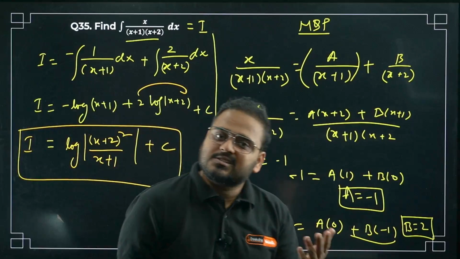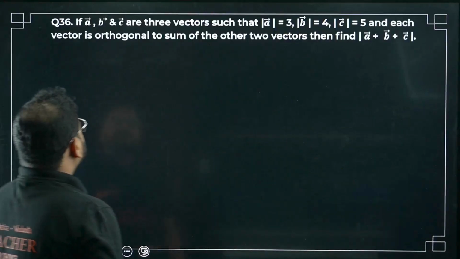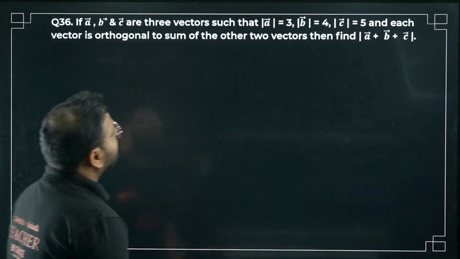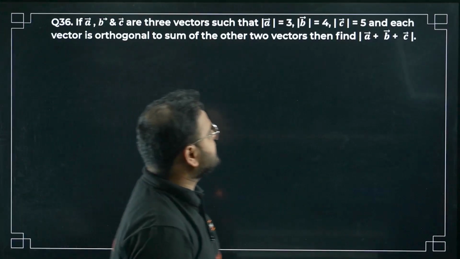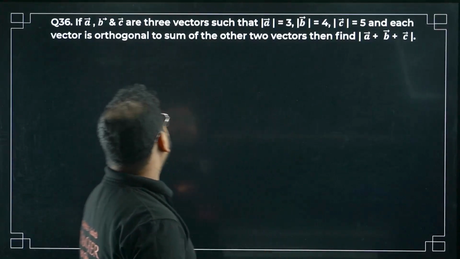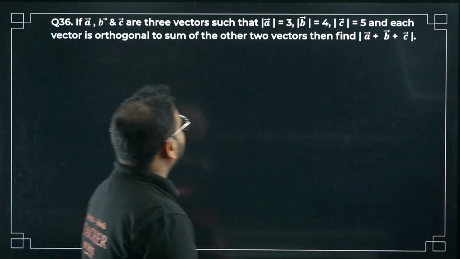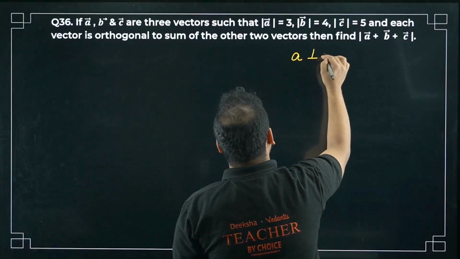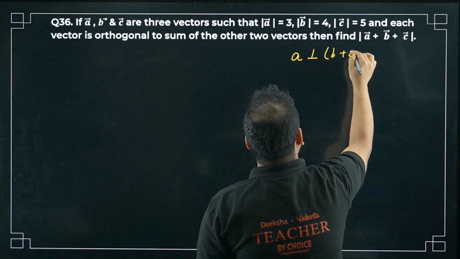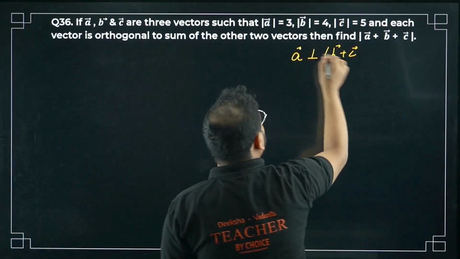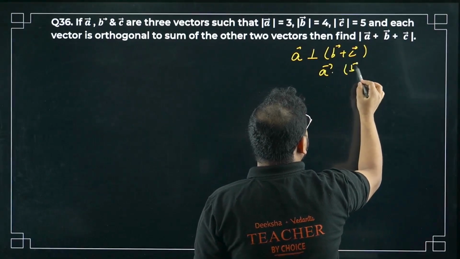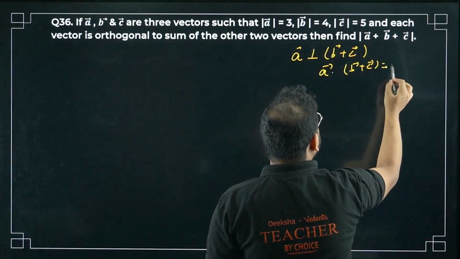Let's move on to question number 36 now. Very simple question. If A, B, C are three vectors such that modulus of A is given 3, modulus of B is given as 4 and modulus of C is given as 5, and each vector is orthogonal to the sum of the other two, means A is perpendicular to B plus C. Right? Sum of the other two. It means A dot with B plus C is 0.